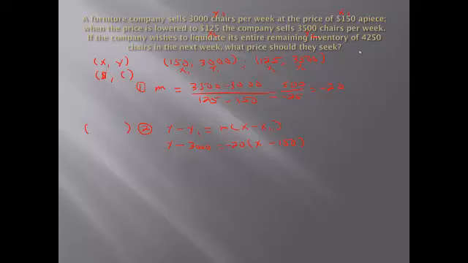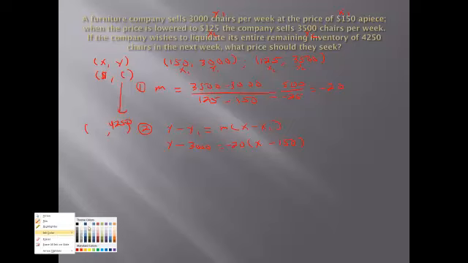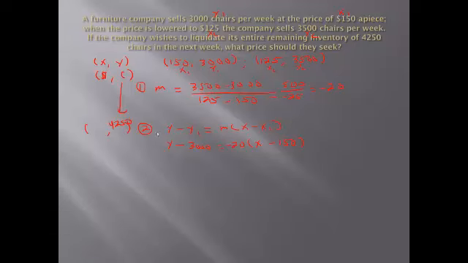So now they tell me, well, I want to sell the 4,250 chairs, but I need to figure out how much I need to lower my price, or what does my price need to be for that to happen. So remember, the 4,250, that was the chairs, and that was in our y place. So I can use this new equation that I have, replace my y with that 4,250, and I can find out what I need my x to be, or what I need my price to be.